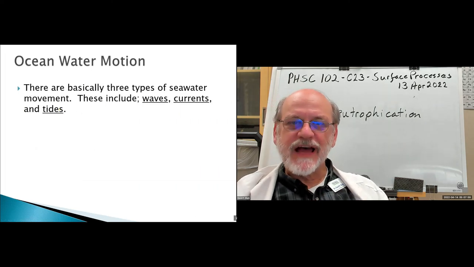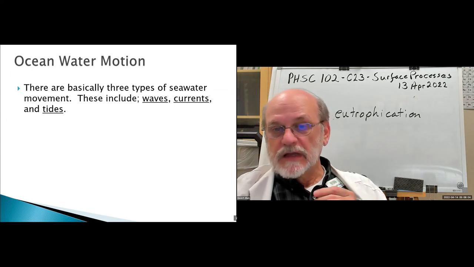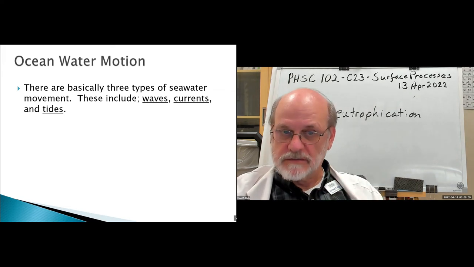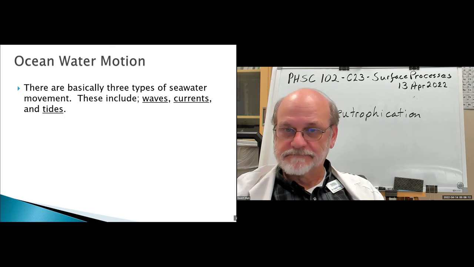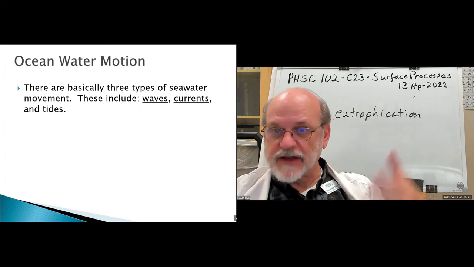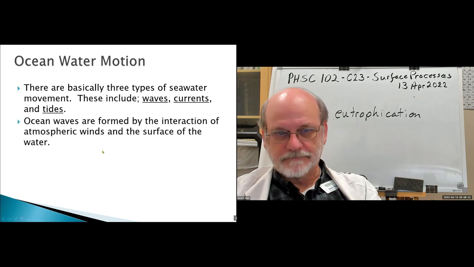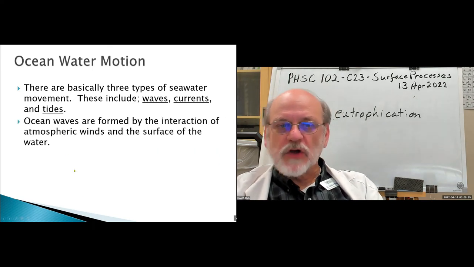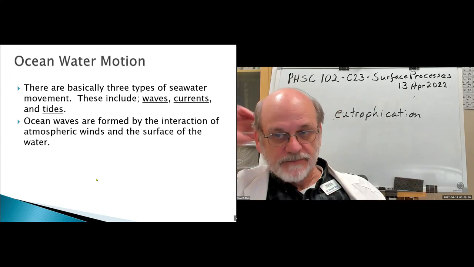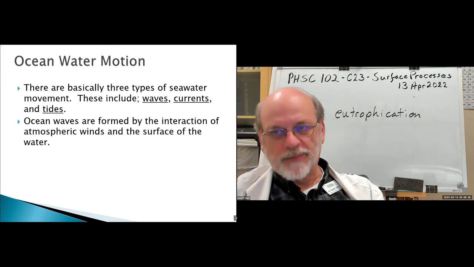So there are basically three types of movement of seawater, ocean water. You've got waves, you've got currents, and you've got tides that move water from one place to the other, and in the process can contribute to both erosion and deposition. Okay, most ocean waves are formed by the interaction of winds across the surface, right? That's not the only way to form waves, but most waves are formed that way.